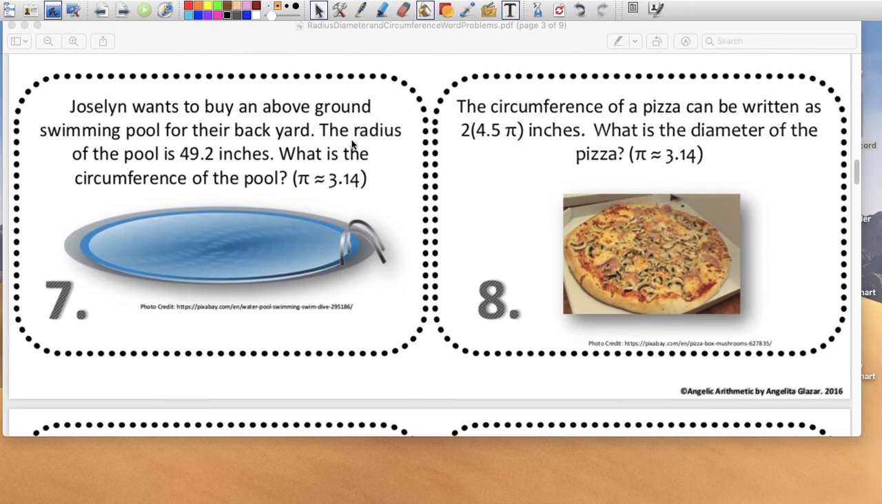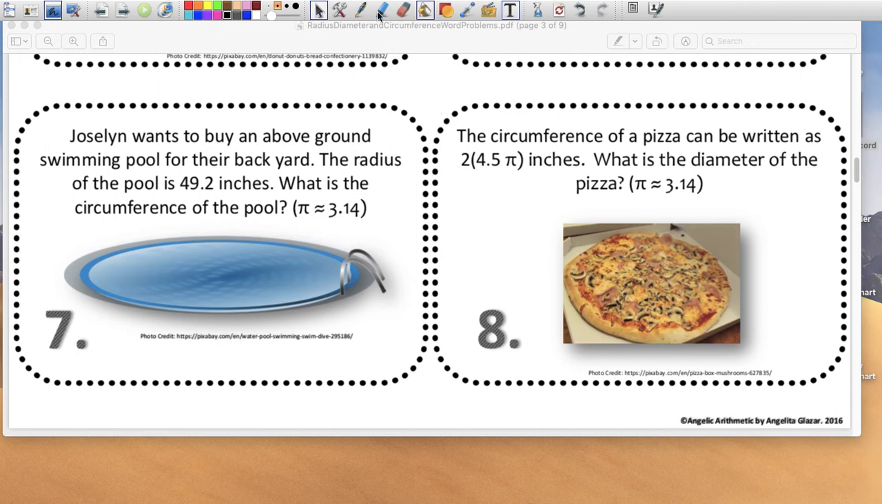Number 7. Jocelyn wants to buy a pool above ground. The radius of the pool is 49.2. So what's the circumference?